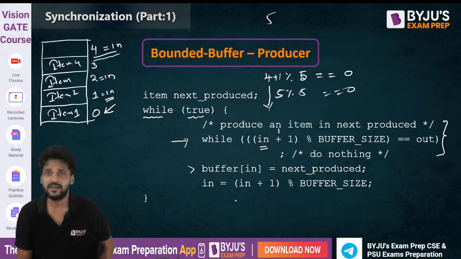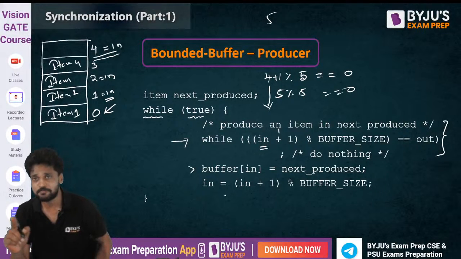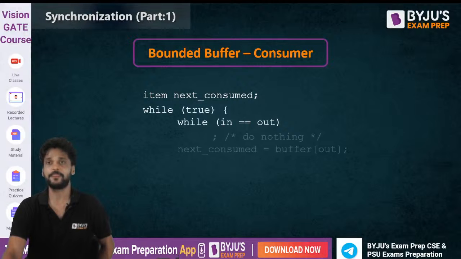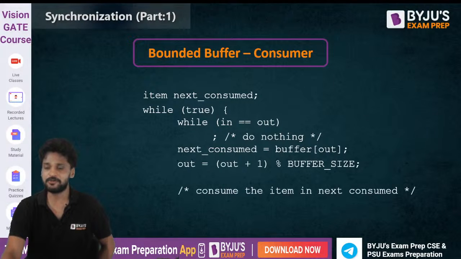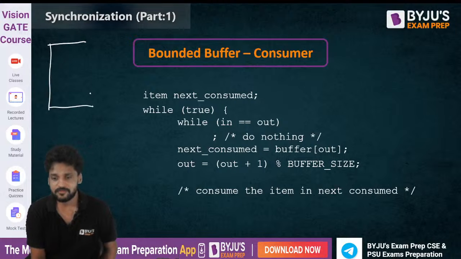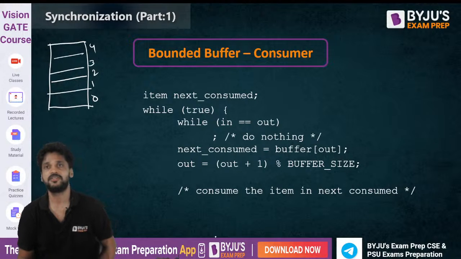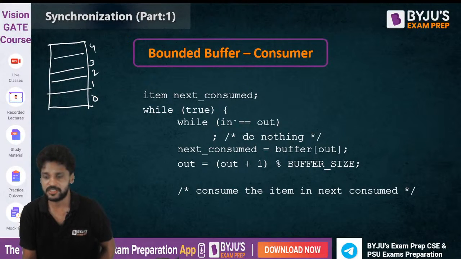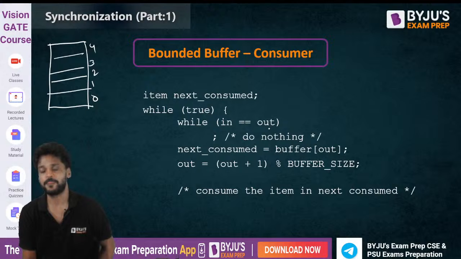So we are able to stitch the producer to his respective constraints. Next thing is the consumer code. Consumer code is very simple. We don't need to think too much about the consumer code. Consumer code is here, for which I'm going to draw total 5 elements: 0, 1, 2, 3, 4. See, when the consumer gets scheduled, he is going to get restricted for one condition, that is in is equal to out. When in will be equal to out, simple.